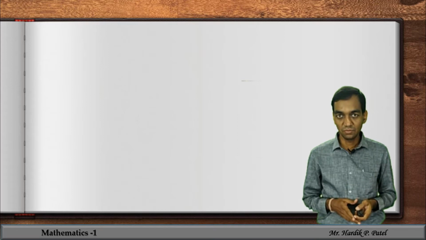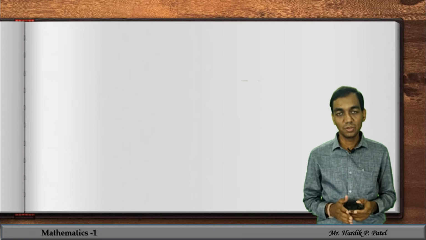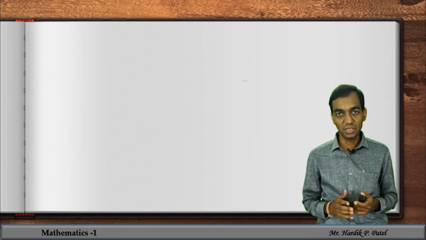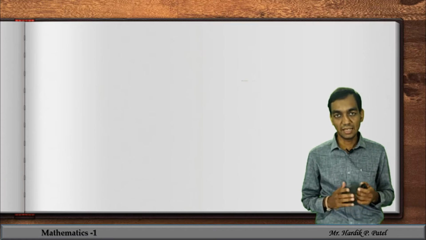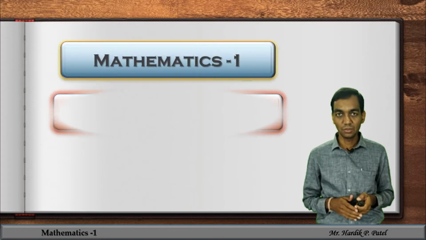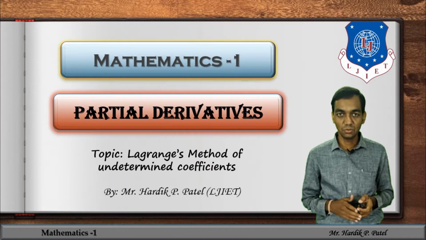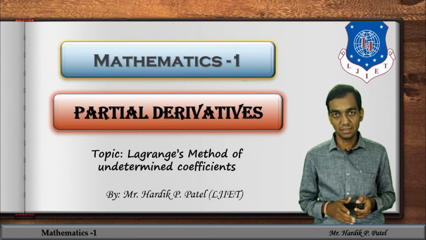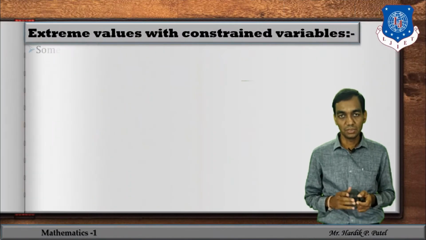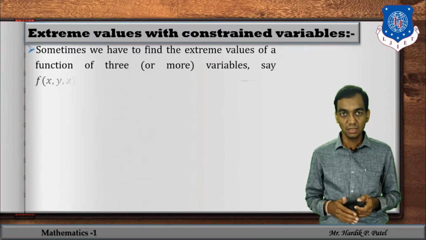Up to last session, we have seen some of the applications of partial derivatives, such as the extreme values. In today's session, we are going to take Lagrange's method of undetermined coefficients for extreme values. First of all, extreme values with a constraint.